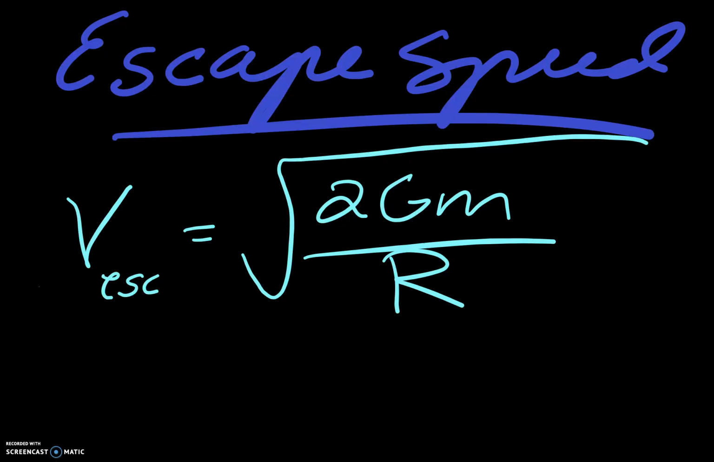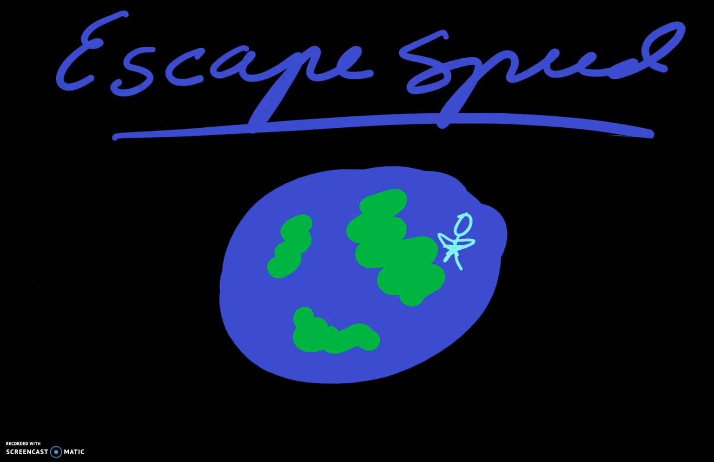So what I've written here is the formula for escape speed or escape velocity. Either one is fine. So that's actually going to equal the square root of 2 times the gravitational constant. All you need to know about that is it's a number, and that number is going to be used every single time you use this formula, times m, which is the mass of the object that another object is trying to escape from, and finally that's going to be divided by the distance between those two objects.